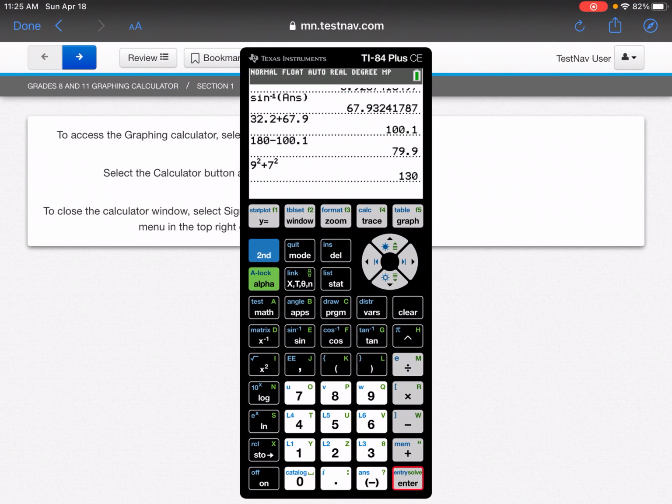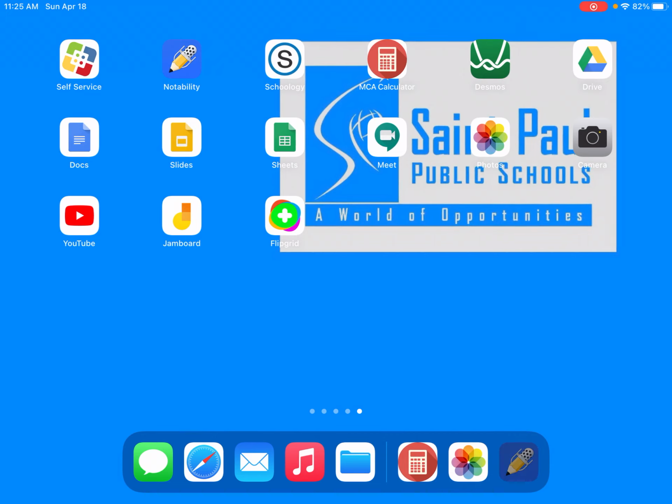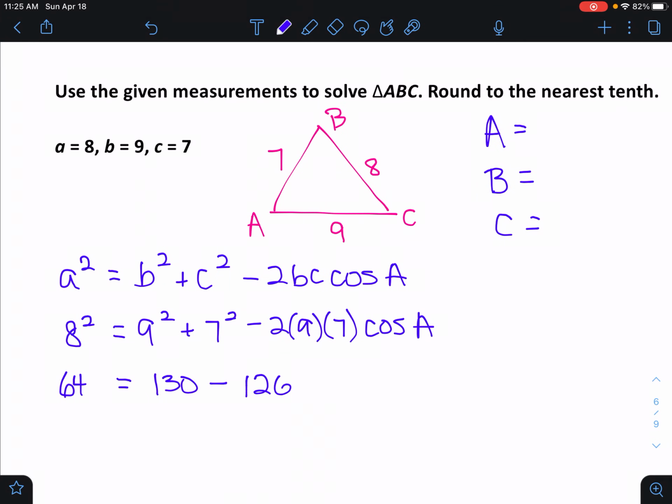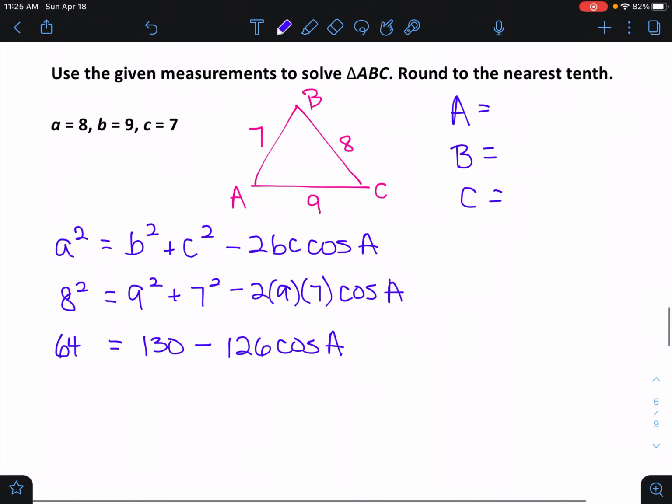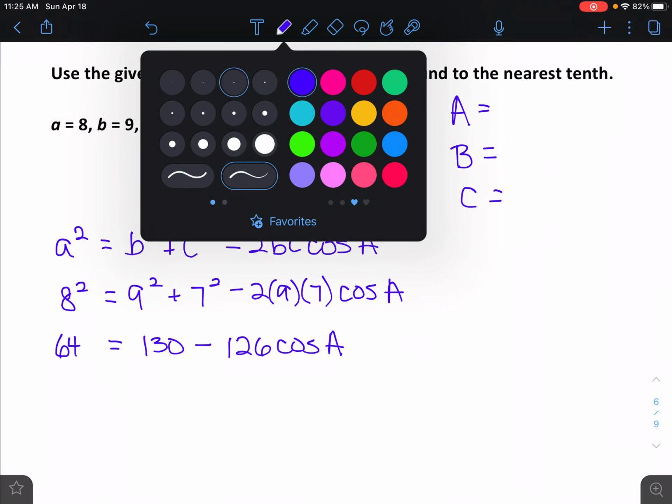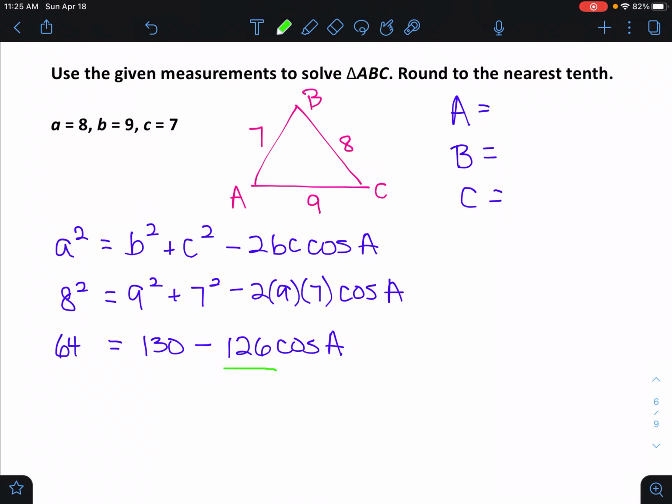So 2 times 9 times 7 gives me 126 times the cosine of A. Now I wrote this on purpose because here's something that a lot of people make a mistake on. They subtract these two numbers. You cannot do that. I know you're stressed. You cannot do that. The reason is because this still has a cosine A multiplied by the 126, so I can't subtract those. So make sure you do not make that mistake.